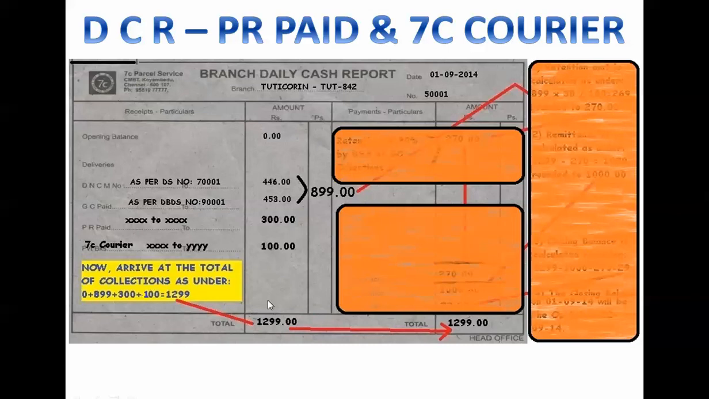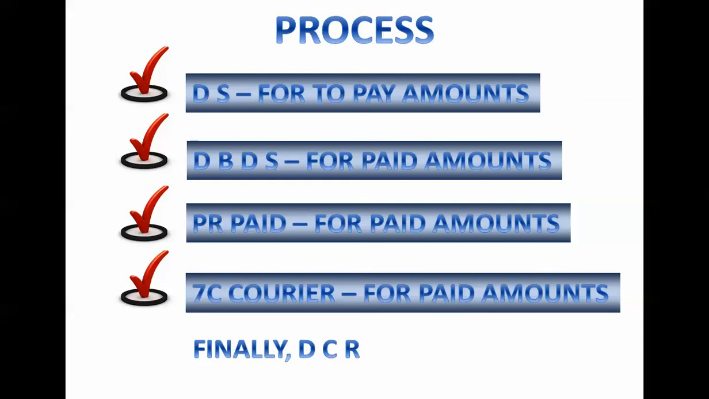This total on the collection side has to be transferred to the right side, that is the payment side, 1299. Obviously, if anybody knows about the financial accounting of receipts and payments, the totals at the bottom have to be the same: 1299 on the left side, and 1299 on the right side. So let us see how the payments are to be accounted now. We will go to the second part of the DCR.